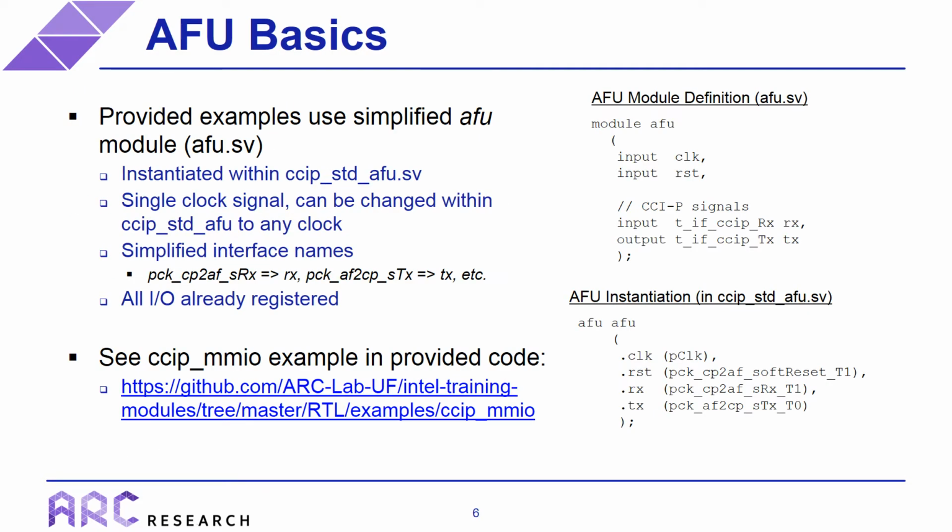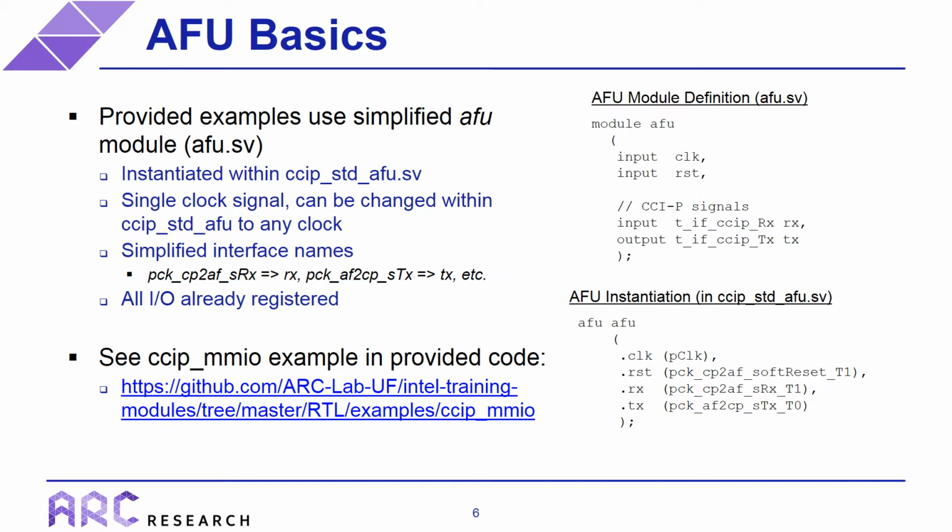In order to simplify the explanation of how to create AFUs at the registered transfer level, we've created a simplified AFU module that gets instantiated within the top-level file I was talking about before. On the right-hand side of the slide, the simplified AFU module is shown at the top right, and at the bottom right, it shows where that gets instantiated within the CCI-P standard AFU. We did this to make several simplifications.